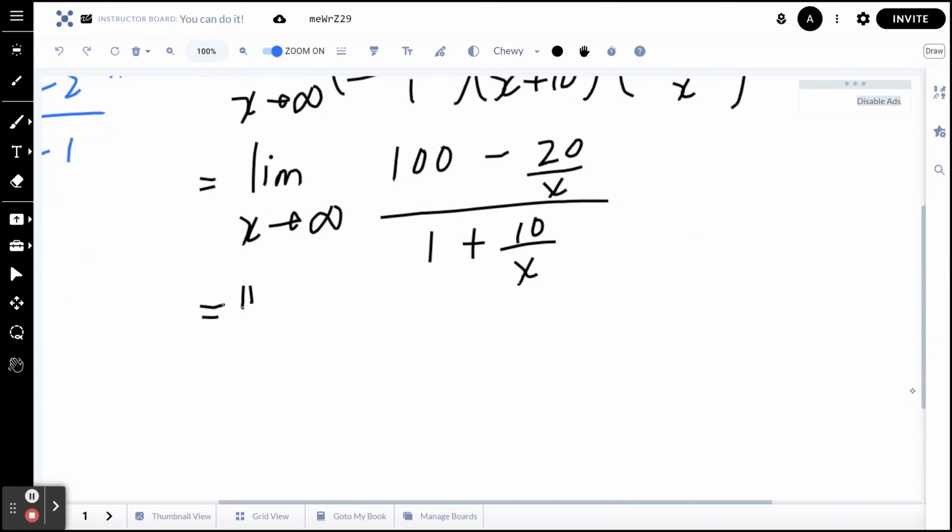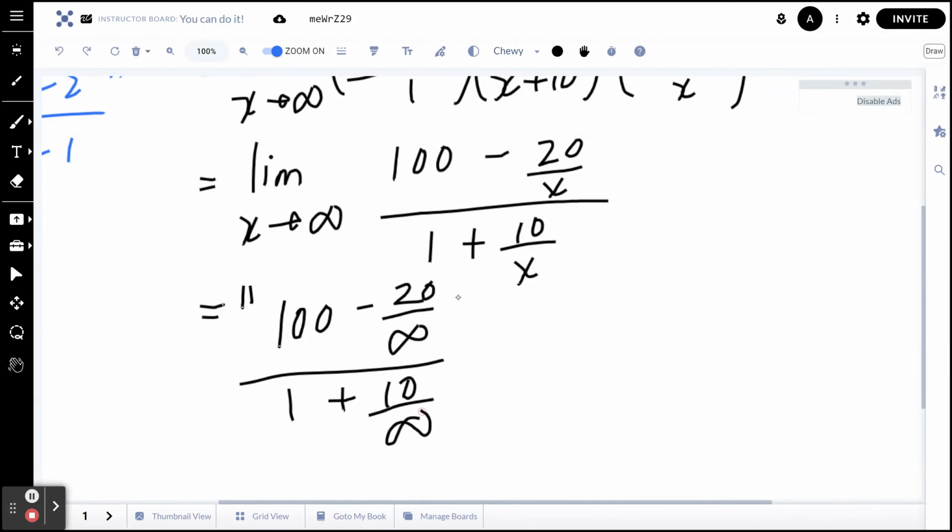When you do plug in x to be infinity, you will discover the following. In the world of limits, 20 divided by infinity is going to approach 0. Likewise, 10 divided by infinity is going to approach 0. So the final answer is going to be exactly 100.